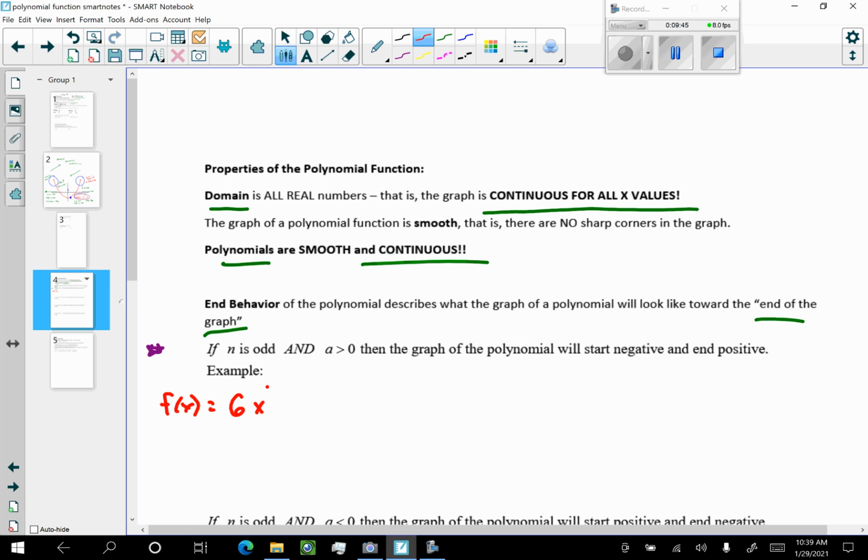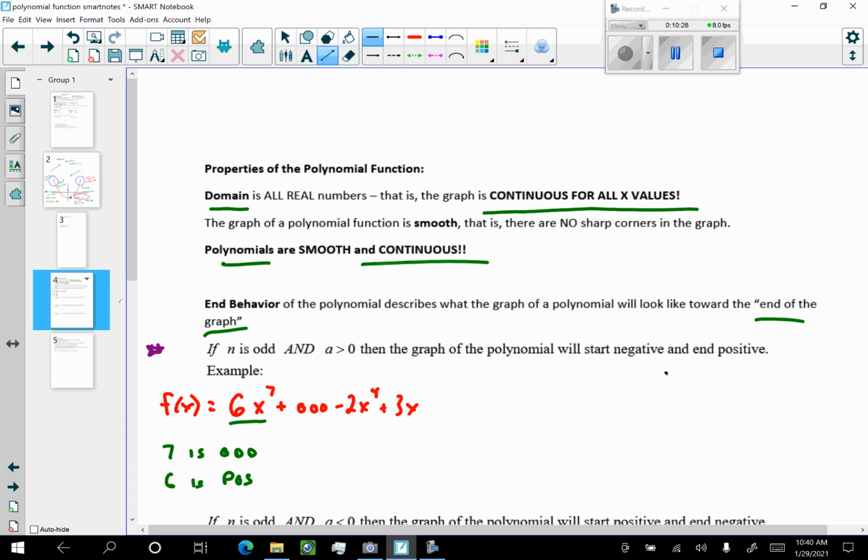Let's go 6x to the 7th plus, you know what? When I talk about the end behavior, I don't really even care about the rest of the polynomial. It could be minus 2x to the 4th plus 3x. I don't care, because the only part I'm going to look at to determine the end behavior is the first term. Here, the degree is odd, 7 is odd, and 6, the leading coefficient, is positive. That's going to tell us what the end of that graph looks like.